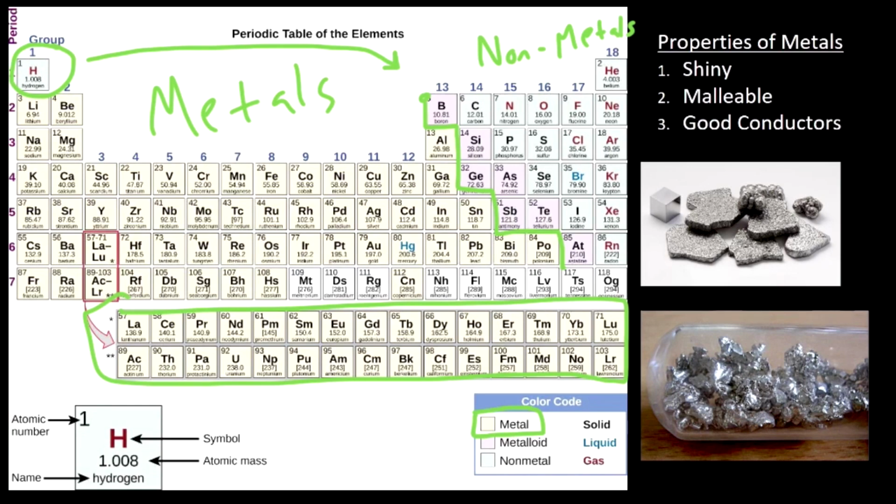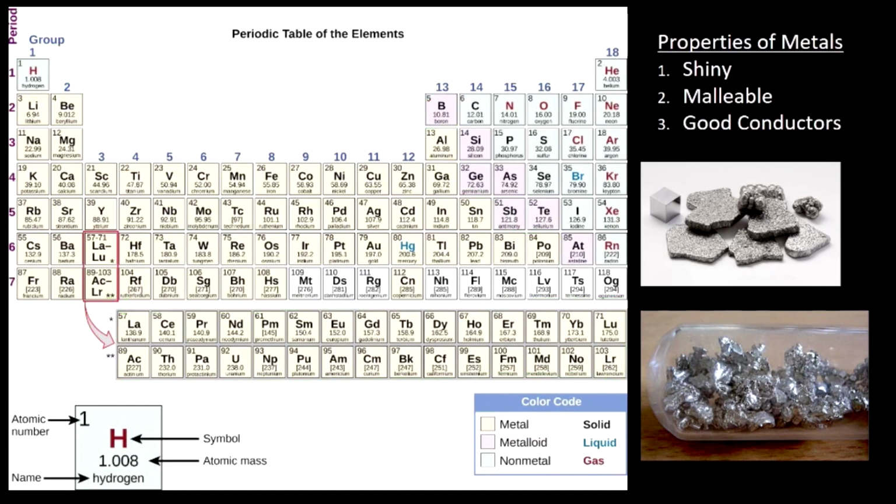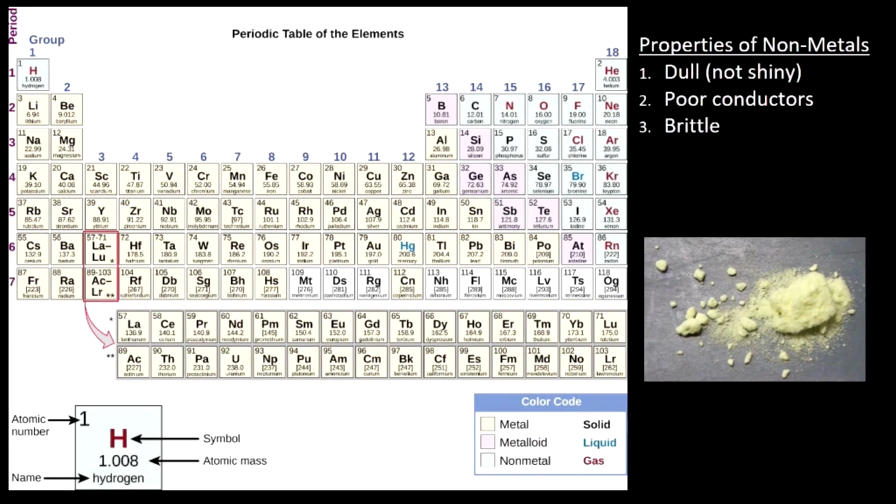Okay, so that's metals. Let's take a look at nonmetals. Nonmetals are dull, that is, they're not shiny, so they don't reflect light well. They're poor conductors. They don't conduct heat very well, they don't conduct electricity very well, and they're brittle. So here we see a pile of sulfur. You can see that if I try to shape sulfur, all that happens is it falls apart. That's what we mean by brittle. And on this periodic table, they're in the light blue on the far side of the stair step.